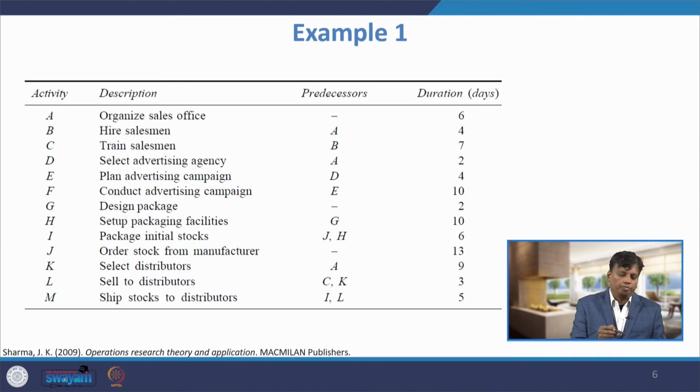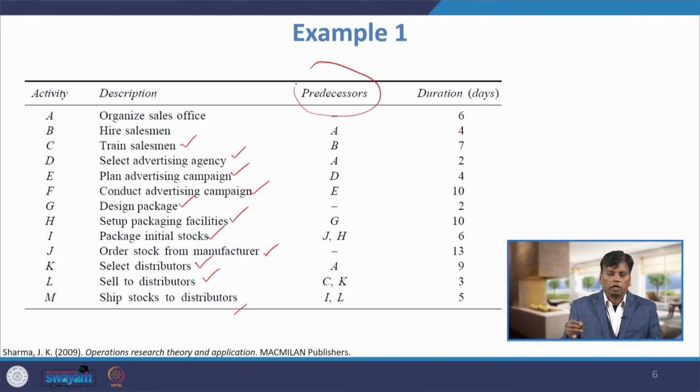So, activities A, B, C, D up to M are there, and there is a description of each activity: organize a sales force, hire salesmen, train salesmen, select advertising agency, plan advertising campaign, conduct advertising campaign, design package, set up packaging facilities, package initial stocks, order stock from manufacturer, select distributor, sell to distributor, then ship stocks to distributors. The precedence is also given here, the order in which these activities take place, and the duration of each activity is also given to you.